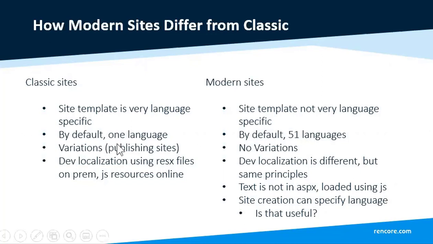Variations is a feature that was there in classic publishing sites, but is not available in modern anymore. If we get to it, localization of classic sites used to be done using one technique. On modern sites, it is done with a completely different technique. So even though the site template is not very language specific, there is a feature which is available, that you can create a new modern site, which wasn't there a year ago, in a specific language. So the question is, is that useful?